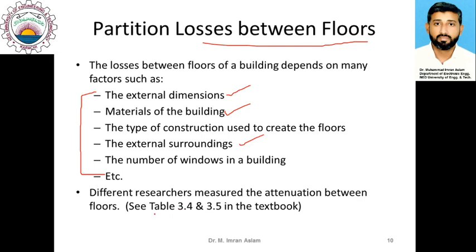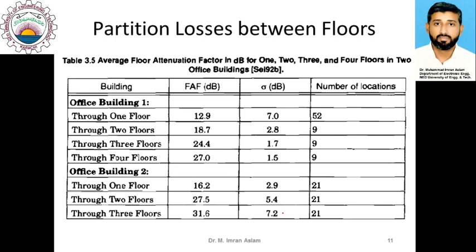In the textbook you can see that there are two tables, table 3.4 and 3.5, which provide some results related to calculation of losses when the signal propagates between two different floors. For this discussion, I am sharing table 3.5. You can see that the table is based on the measurements made in an office environment.